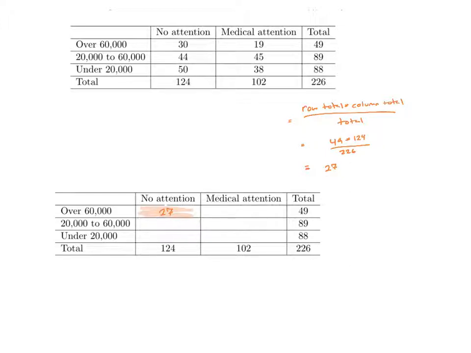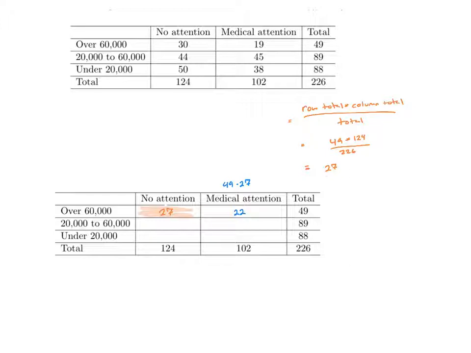What we'll do next is fill in other numbers we find. I know that I need the total in this row to be 49. If the total in that top row needs to be 49, I can take 49 minus 27 to get my cell here, which is 22. Once again, I took 49 minus 27 to get that. Unfortunately, I can't use subtraction to fill in the rest of the table, so I have to go back to my formula.